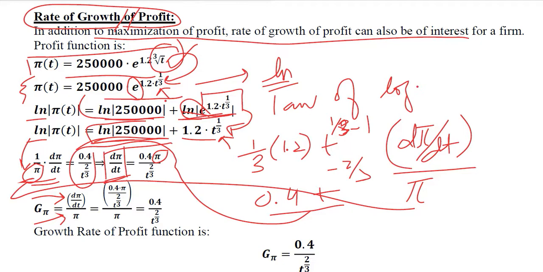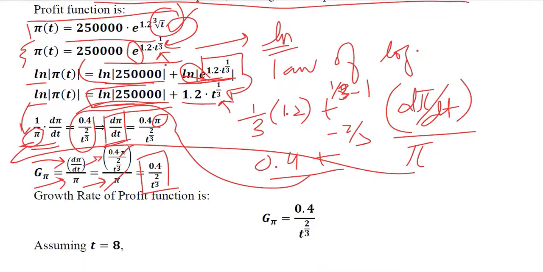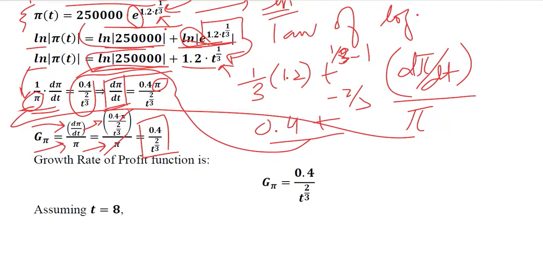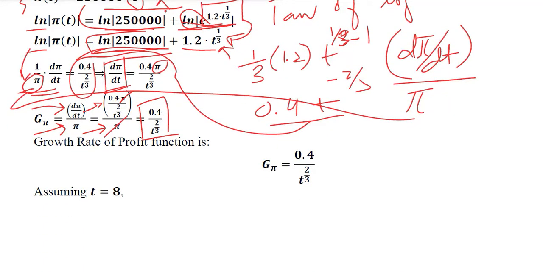So this is the value of the derivative term, and the profit function is not written in detail here because we can see that this pi can be cancelled out with that pi. So we'll be left with this term only, and this is the growth rate of the profit function, which is dependent upon time. As you can see, it is based upon time.